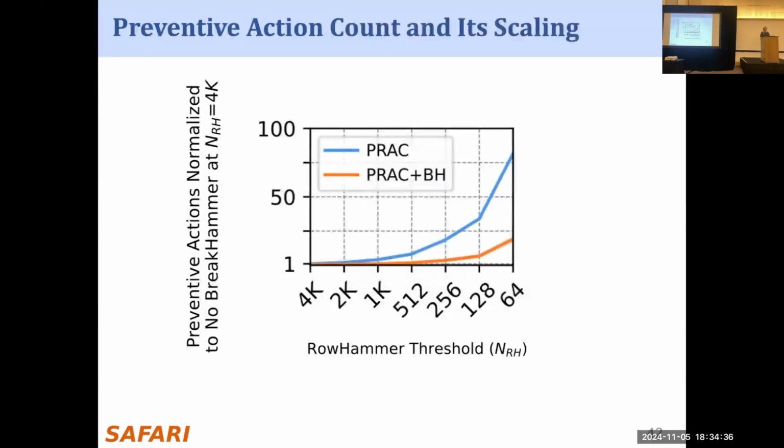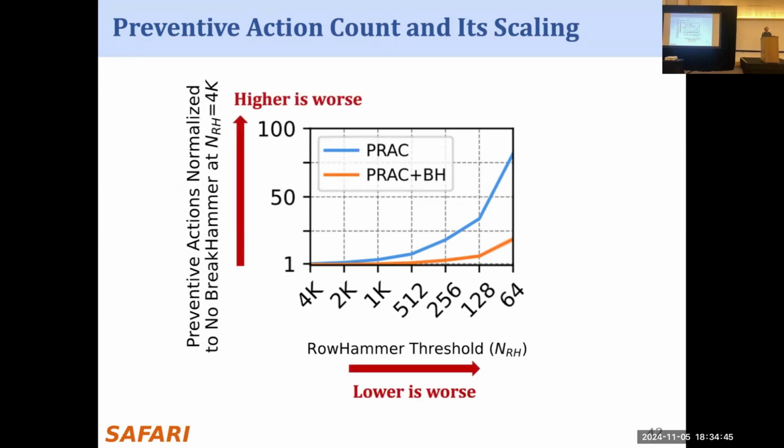We first take a look at BreakHammer's impact on the number of preventive actions performed. Here, the x-axis is the decreasing RowHammer threshold. Y-axis is the preventive action count, normalized to the preventive count of the system without BreakHammer at a RowHammer threshold of 4K. The blue line identifies the system without BreakHammer, and the orange line is the system with BreakHammer.